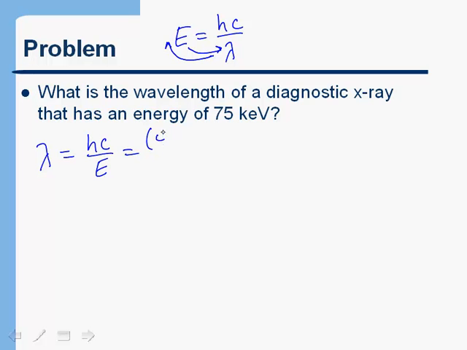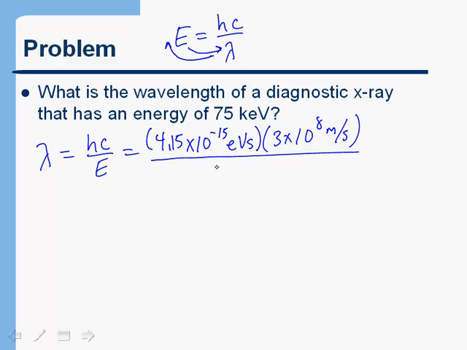And we have 4.15 times 10 to the negative 15th electron volt seconds times 3 times 10 to the 8th meters per second, which is the speed of light. And I'm going to divide that by the energy, which is 75 times 10 to the third electron volts. If you work out the math, you should get 1.66 times 10 to the negative 11th meters for the wavelength.